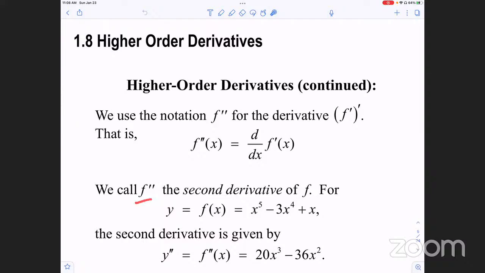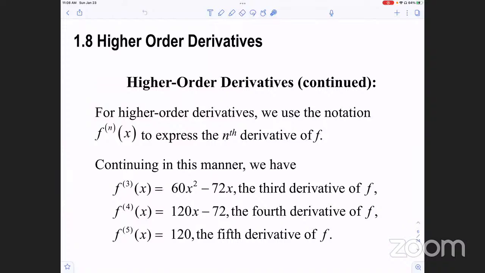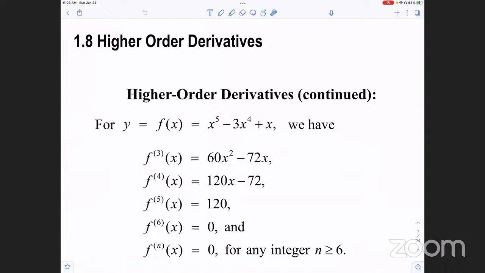We call f double prime the second derivative of f. For y equals this, the second derivative is given by, so where is it? Well, anyway, we just take the derivative of the derivative and the solution that we get is here, okay? So for higher order derivatives, we use a notation like this to express the nth derivative of f. Continuing in this manner, we have the third derivative of f, so we can take the derivative of the second derivative. We have the fourth derivative and the fifth derivative, right? In this case, we can go at least to the fifth derivative. See it, fifth derivative is here.